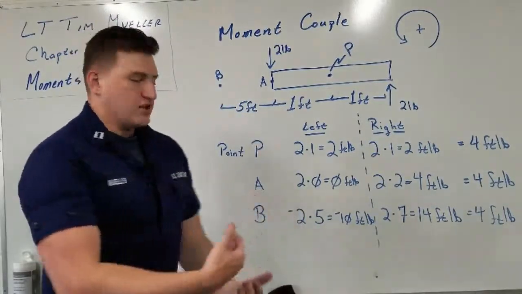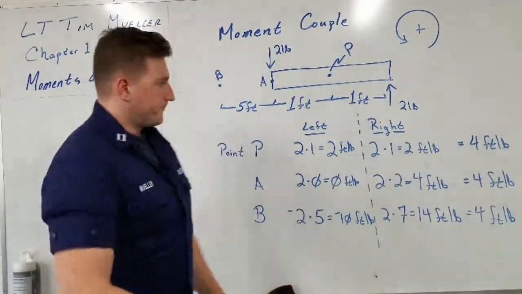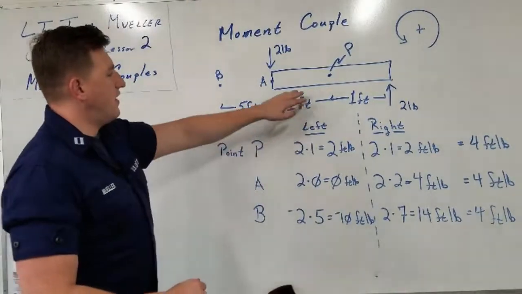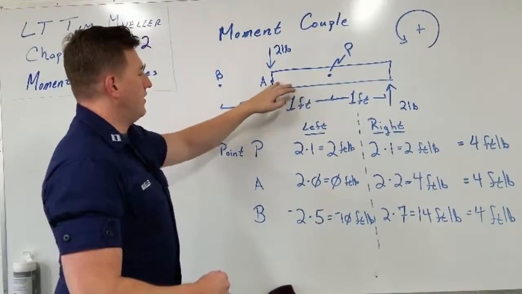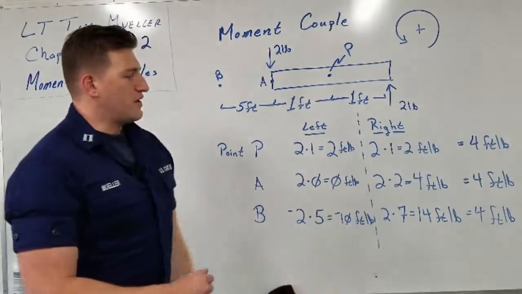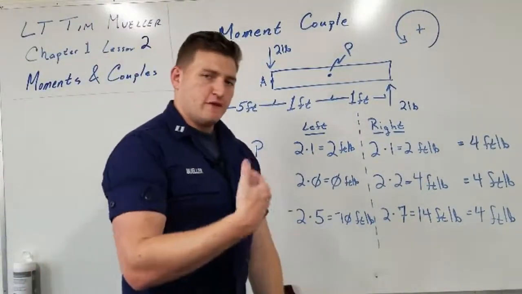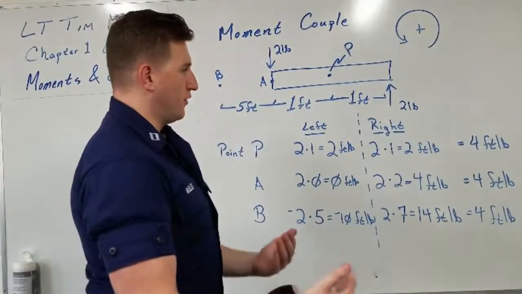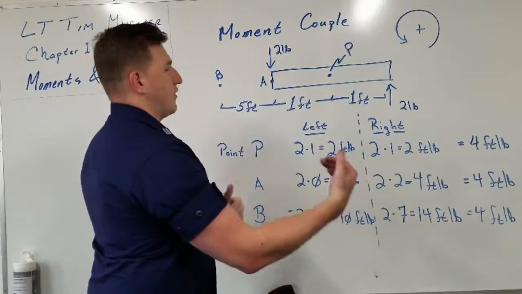The summation of all the moments is going to be the same. So we can say, no matter where we are, this bar will always be experiencing 4 foot-pounds of total torque or total moment in the counterclockwise direction.